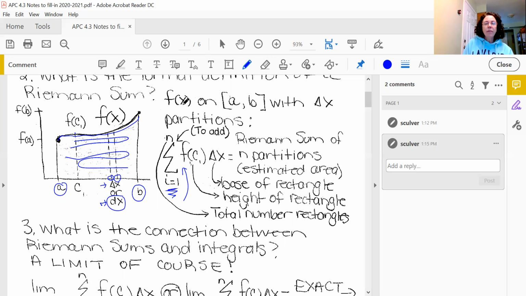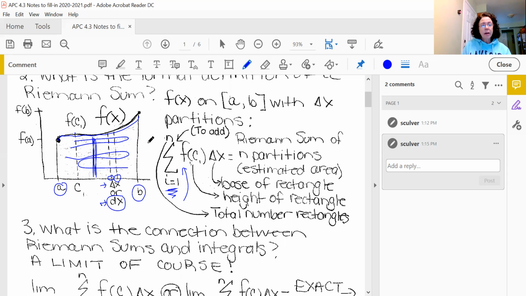Okay, so f of x on a closed interval from a to b with delta x partitions. Just imagine that I have two partitions, and I estimate the area of two rectangles just by dividing this area in half, right?